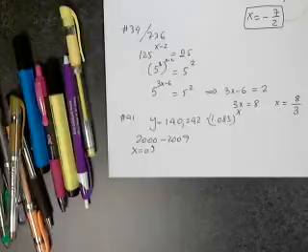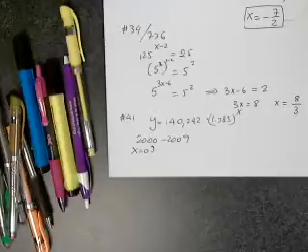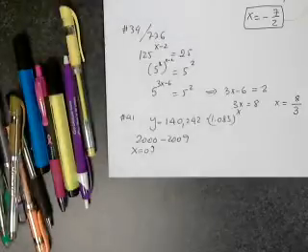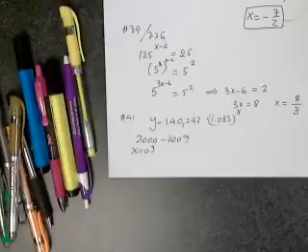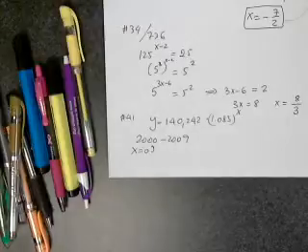Part A. First of all, let me ask you this. What type of function is this? Is it a linear function? Is it a quadratic function? Is it a radical function? Is it an absolute value function? What type of function is this? It has the variable at the exponent level. Exponential. Right? Perfect.